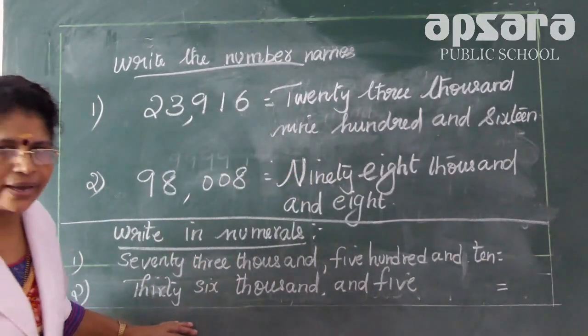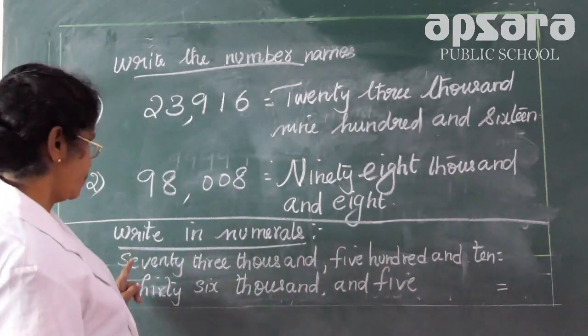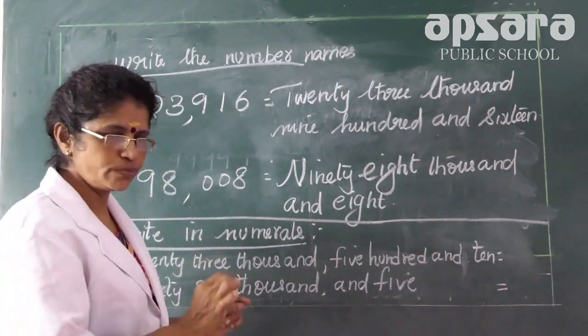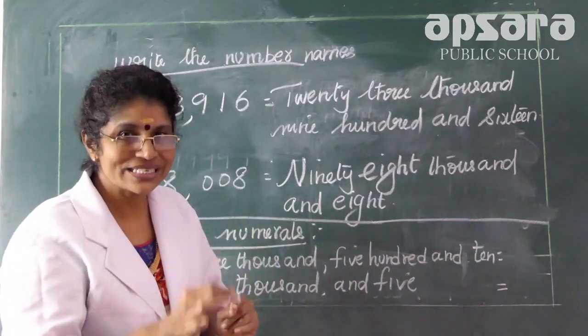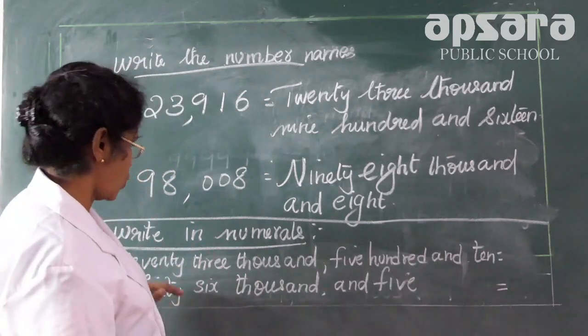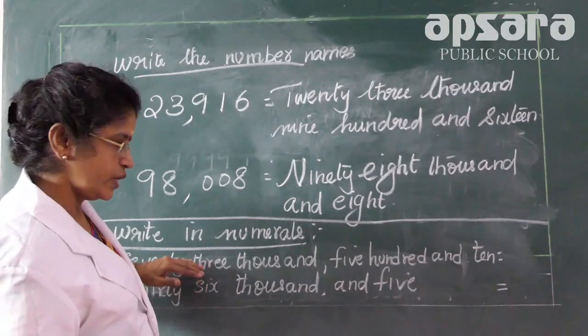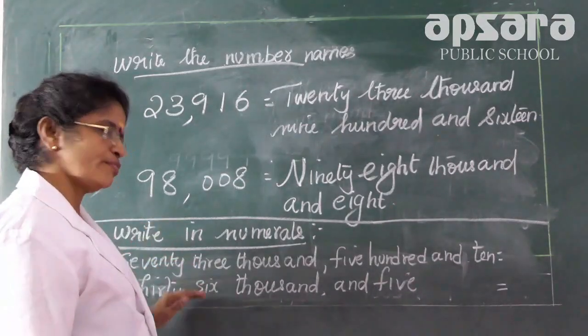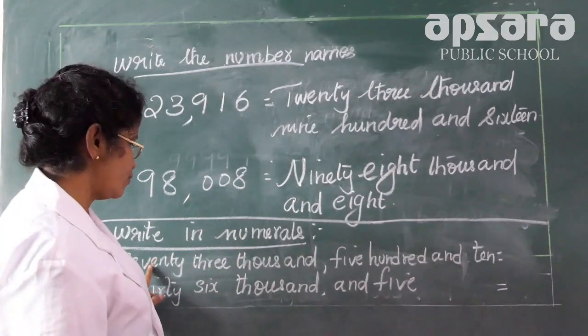Two questions I have given you. The first one, here you have to write in numerals. Where I have given the number names, for that you have to write the numerals. You know what numerals mean? Numerals means numbers. Now, read along with me when you're at home.